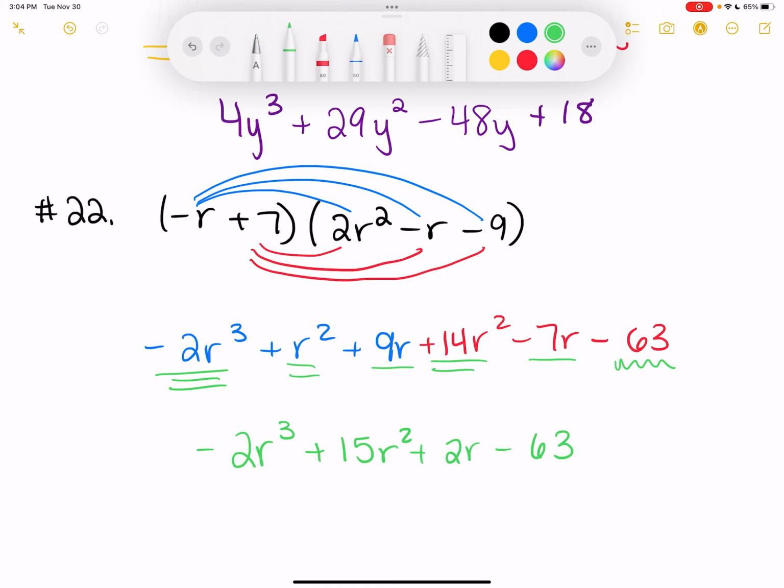All right, so that was correct. Negative r times 2r squared is negative 2r cubed. Negative r times negative r is plus r squared. Negative r times negative 9 is plus 9r. 7 times 2r squared is 14r squared. 7 times negative r is negative 7r. 7 times negative 9 is negative 63. And then I just combine my like terms together to get the final answer here at the bottom.